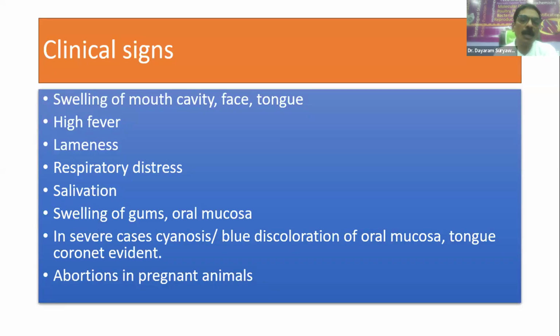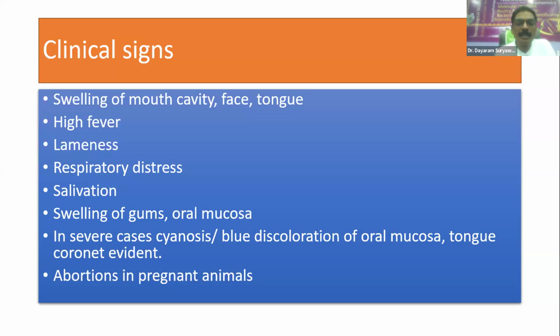Clinical signs: swelling of the mouth cavity, face and tongue. There is a high fever. Some animals show lameness, and respiratory distress is there. Sometimes salivation is there because of the swelling of the tongue, and the animal is not able to swallow the saliva. Then swelling of the gums and oral mucosa.